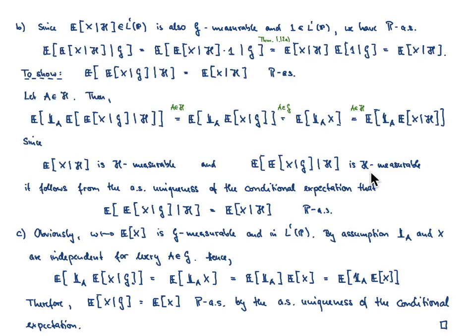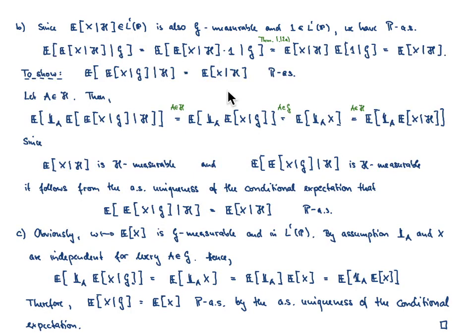So now again we can use the uniqueness part of the proof of the existence of the conditional expectation, which allows us to conclude that here we have two different versions of the conditional expectation, meaning these two versions have to be the same P-almost surely. And this is exactly what we claimed to prove.